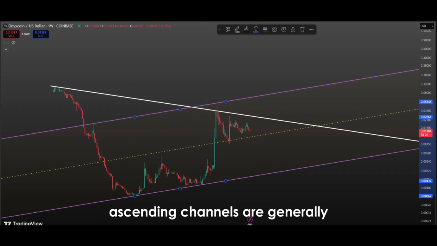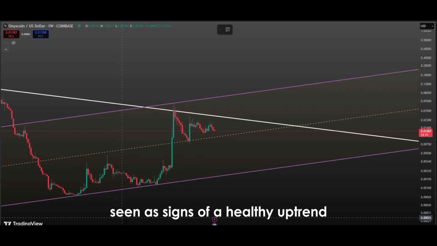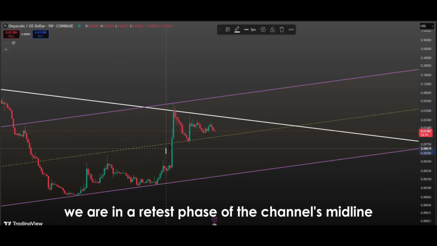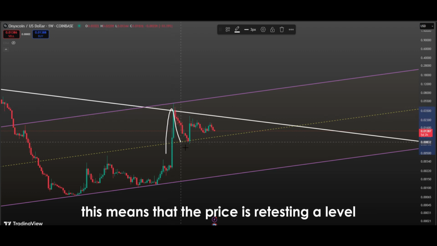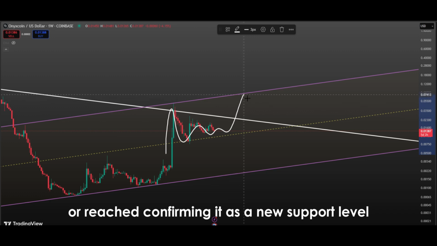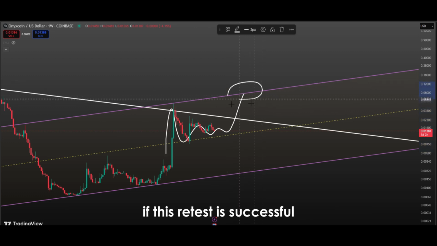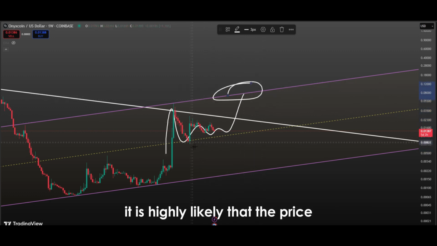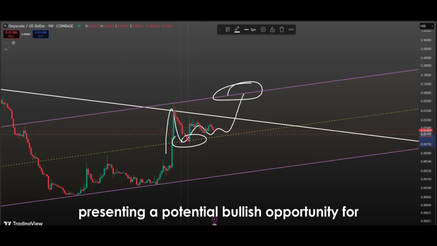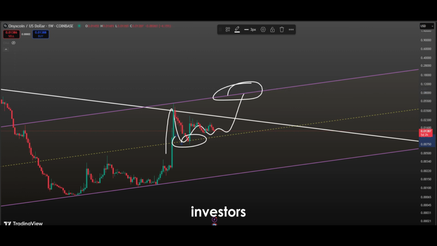Ascending channels are generally seen as signs of a healthy uptrend. Looking at the current price action, we are in a retest phase of the channel's midline. This means that the price is retesting a level it previously broke through or reached, confirming it as a new support level. If this retest is successful, it is highly likely that the price will move toward the upper region of the channel, presenting a potential bullish opportunity for investors.